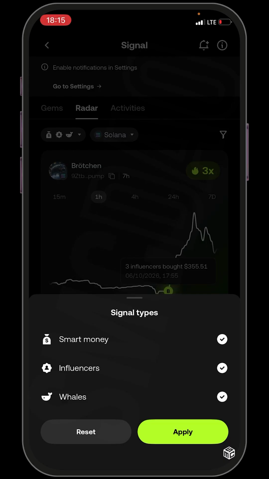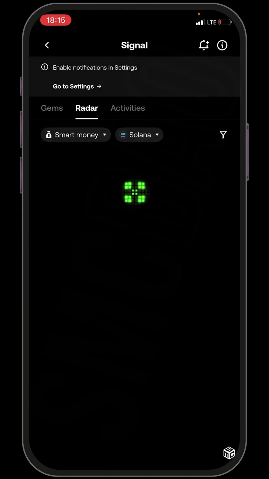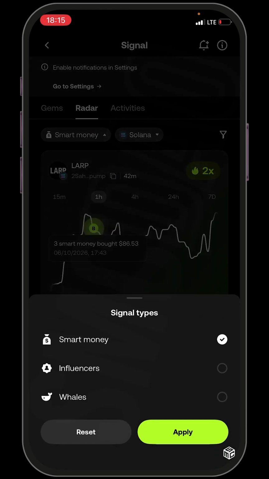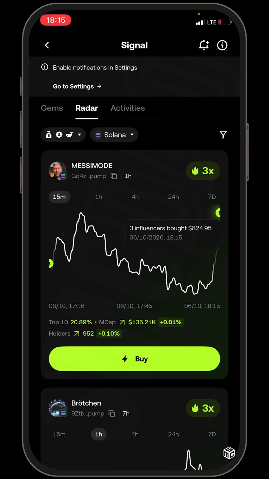If you want smart money signal, you just click smart money and click apply. Okay, and if you want influencers, you just click influencers and click apply. If you want all, you click on all and click apply. It all depends on your choice though.